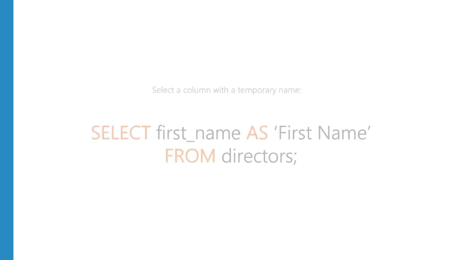In order to do this, we use select first name, and then we use our new keyword called as. And then what we want to name that column, in this case, I'm using first name from our directors table as an example. And of course I say from directors, or the directors table.